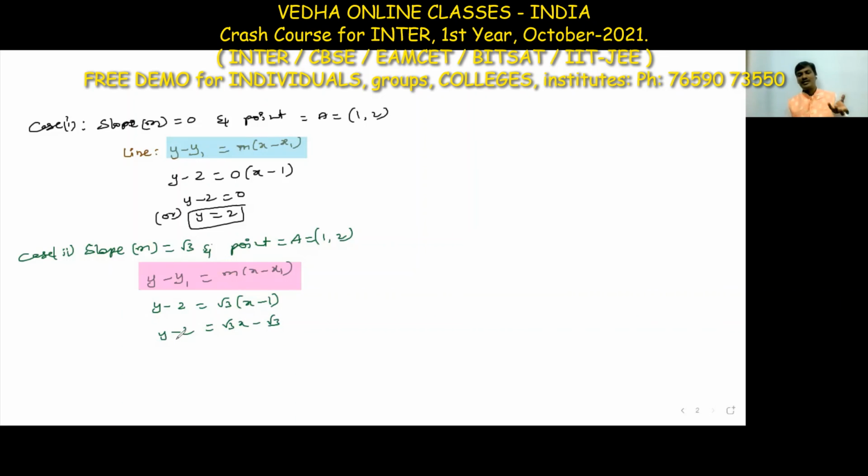Take the left side terms to the right side, then we get root 3x minus root 3 minus y plus 2 is equal to 0. Write them in the order: x term, then y term, then the constant. So root 3x minus y plus 2 minus root 3 is equal to 0. This is the required solution. Understood?